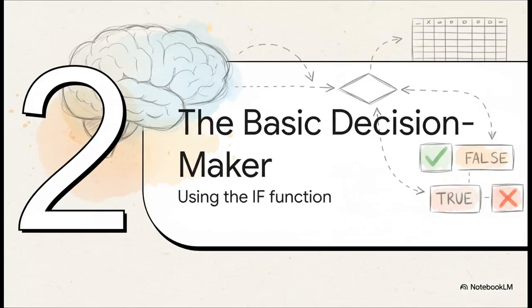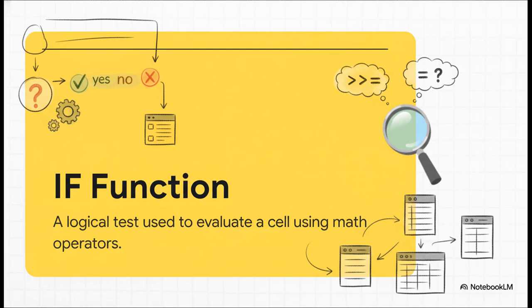Okay, now that our sheet is nice and organized, let's give it a brain. We're going to introduce the most fundamental, the most important logical tool in your spreadsheet's arsenal, the IF function. This right here is where your data starts making decisions for you. Really, at its core, the IF function is just a simple question and answer machine. You ask it a question that has a yes or no answer, and then you just tell it what to do for each of those outcomes. It's pretty much the basic building block for all spreadsheet logic.